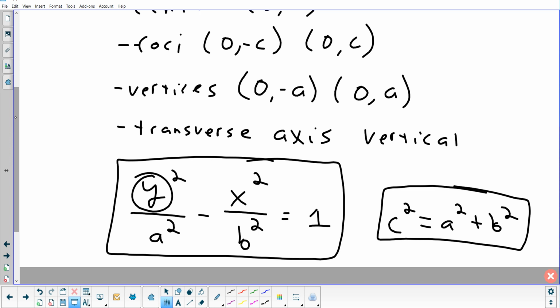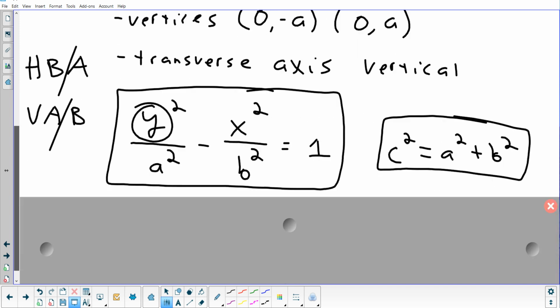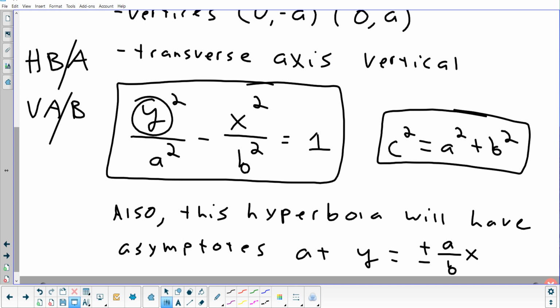Now, remember what I said about the asymptotes. HBA. Horizontal is when the slope is b over a. Vertical, think that. When your transverse axis is vertical, the slope of the asymptotes is a over b. And I wrote that down right there. A over b.